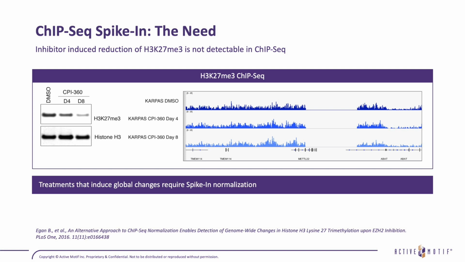In this case, we were using CPI 360, which was an EZH2 inhibitor from Constellation Pharmaceuticals. And you can see by Western blot that after 4 days of treatment, you got a global reduction in K27 trimethyl, and even a further reduction at 8 days treatment. The loading control was an antibody for histone H3, so this is total histone, so it's not affecting total histone level and specific to this particular modification. But the problem is when we did the ChIP-Seq analysis using an antibody against H3 K27 trimethylation, we didn't see the expected reduction in K27 trimethyl ChIP-Seq signal.